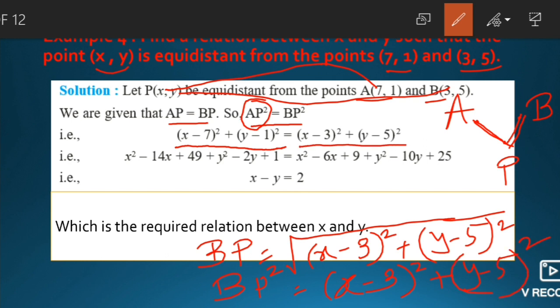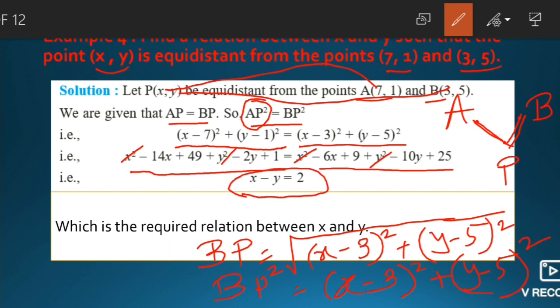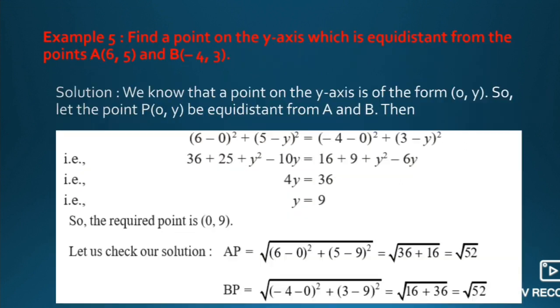Now apply the (a minus b) whole square formula on both sides. As you can see, x square will cancel each other, y square will cancel each other, and if you do the subtraction and addition on both sides, you will get x minus y is equal to 2, which is the required relation between x and y. In this way you have to find the relation between x and y. In this way you have to solve this one.